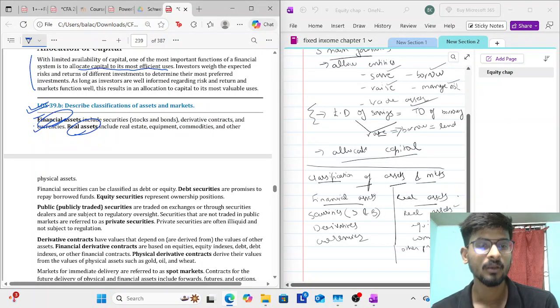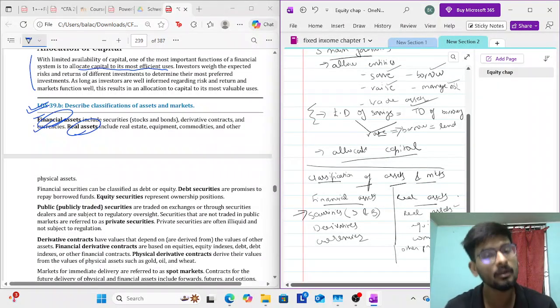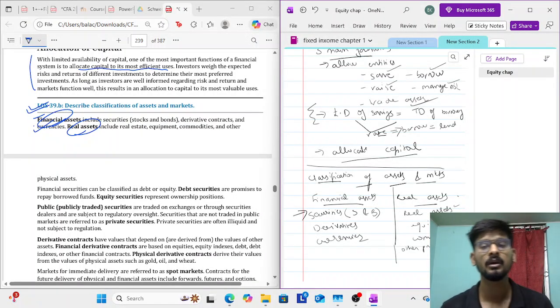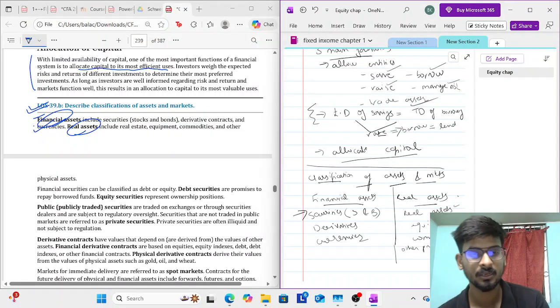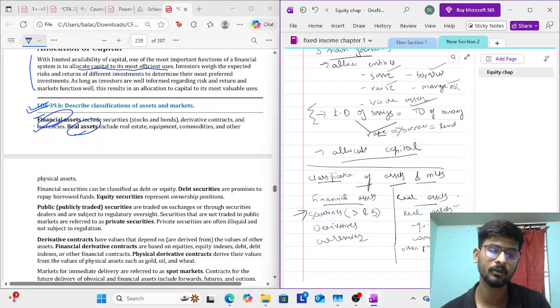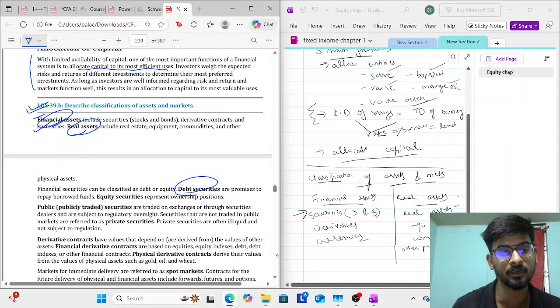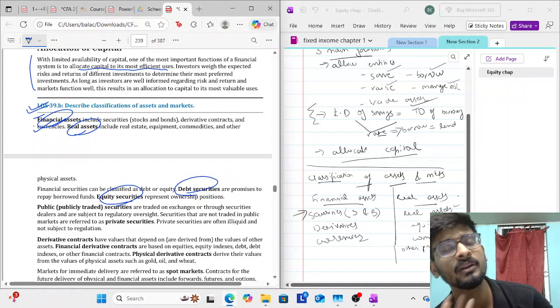Now financial securities, now we are going in depth. Financial securities can be classified as debt or equity. We said that financial assets include securities, which are stocks and bonds. Now it can be a debt security or an equity security. Debt security means it promises to repay funds. Equity securities mean they represent ownership, like I want to raise the fund, I raise the bond.